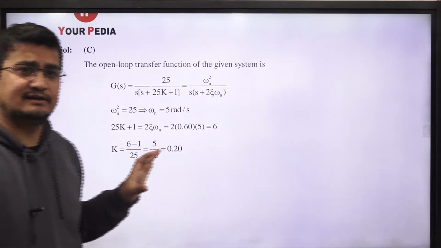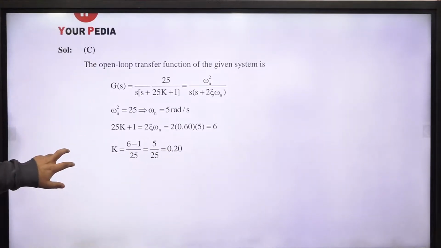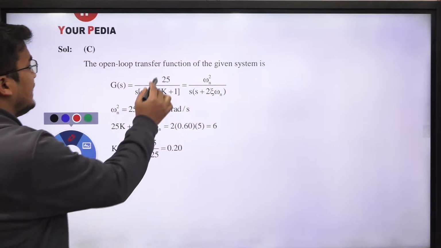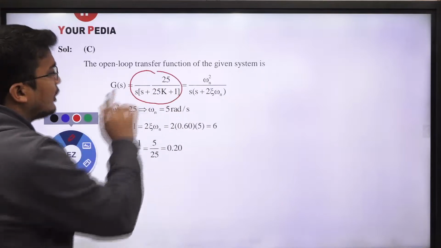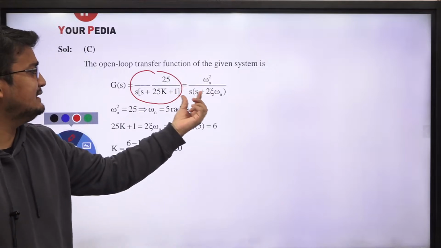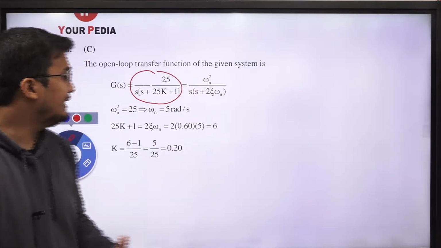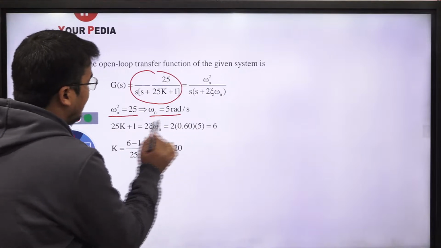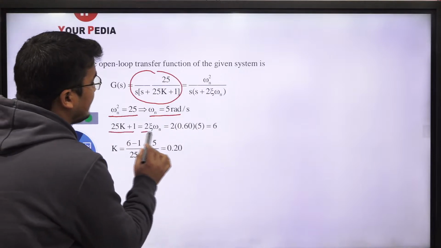C is the correct answer. What I did, I basically minimized the transfer function, and then after minimizing the transfer function, I found this value, the forward path, okay, and the forward path is omega n square upon s into s plus twice zeta omega n. Comparing these values, I got omega n square is 25, so omega n is 5, and 25 plus k, I got twice of zeta omega n.